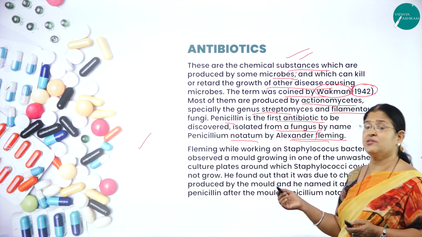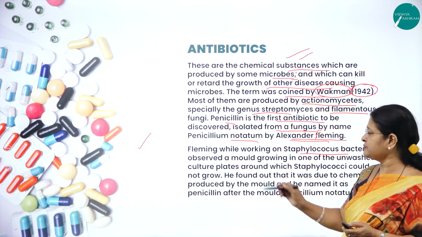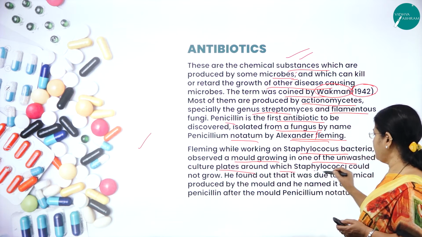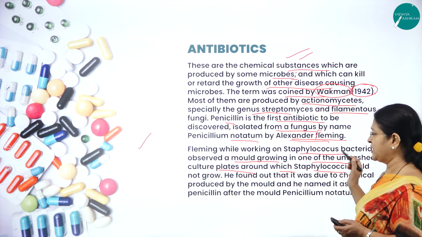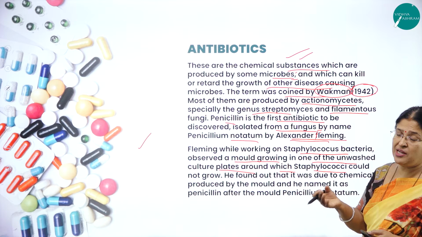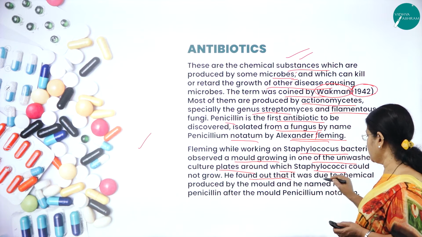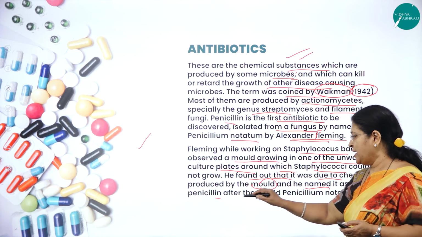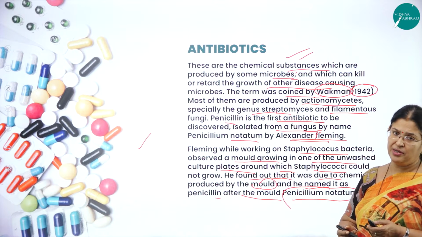So Fleming, how did he discover this antibiotic? While working on Staphylococcus bacteria, he observed a mold growing in one of the unwashed culture plates around which Staphylococcus could not grow. So where this Penicillium had grown, the bacteria could not grow. He found that it was due to the chemical produced by the mold, and he named it penicillin, after the mold Penicillium notatum. So this is how the antibiotics have been produced.